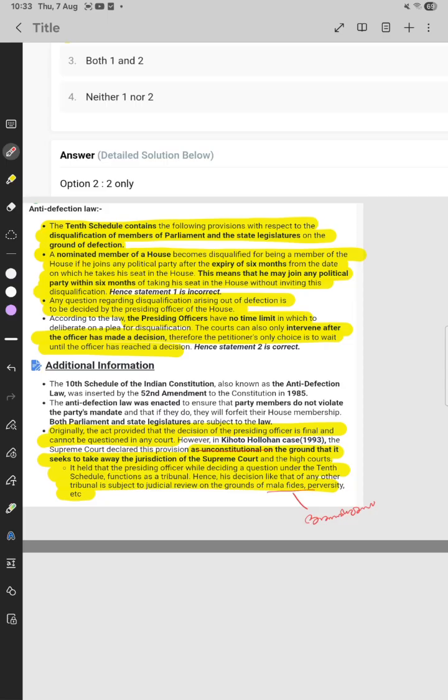Originally, the Act provided that the decision of the presiding officer is final and cannot be questioned in any court. However, in the Kihoto Hollohan case in 1993, the Supreme Court declared this provision unconstitutional on the ground that it seeks to take away the jurisdiction of the Supreme Court and the High Courts. It held that the presiding officer, while deciding a question under the 10th Schedule, functions as a tribunal. Hence, his decision, like that of any other tribunal, is subject to judicial review on the grounds of malafide, perversity, etc.